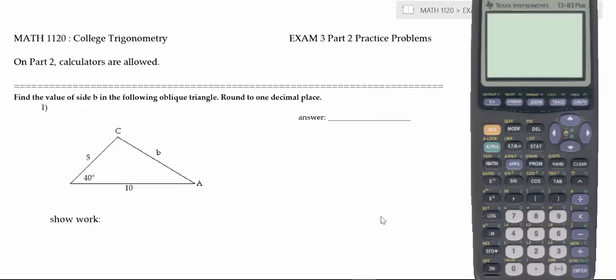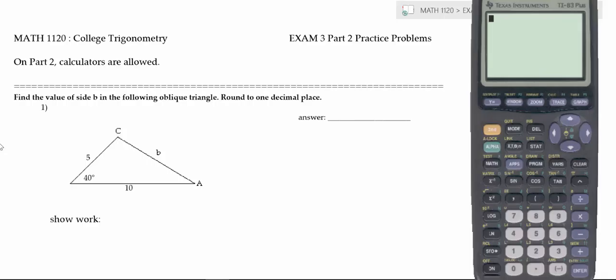Alright, so I am going to do the second part of the test review. This is where you get into the calculator part of the exam. To begin with, we're going to look a little bit at law of sines problems. So typically, what we're going to look at is some triangle problems, law of sines, law of cosines, area of a triangle, and a little bit of polar coordinates in this section here.